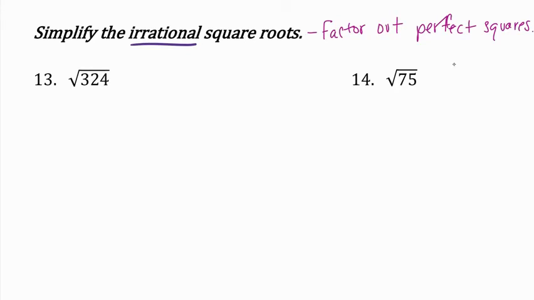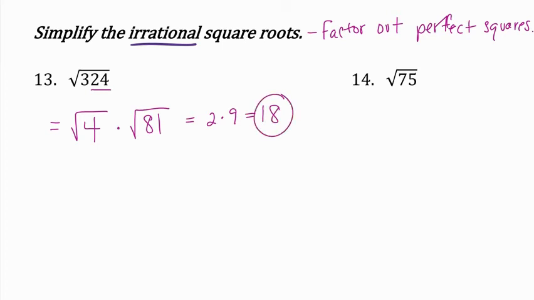So for 324, since this ends with a 24, this is divisible by 4, right? Okay, so I'm going to break this down into the square root of 4 times the square root of, let's see, that would be 81. And now on this one, we end up with, hey, look, they're both perfect squares. So then if I take the square root of each one, I get 2 times 9, which is 18. So 324 is actually a perfect square. Maybe I didn't plug it into my calculator and I broke it down that way, right?